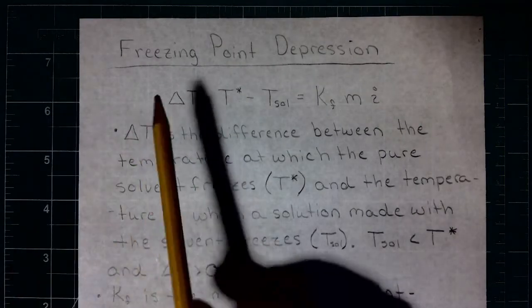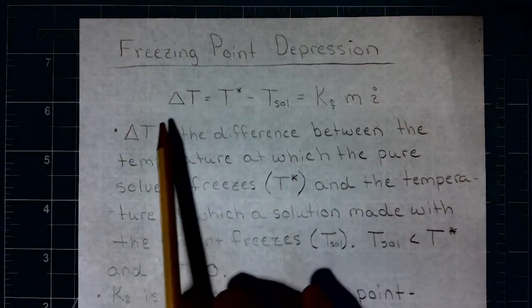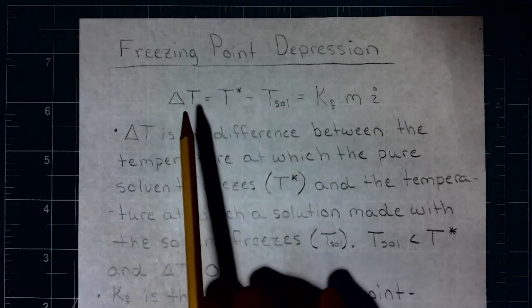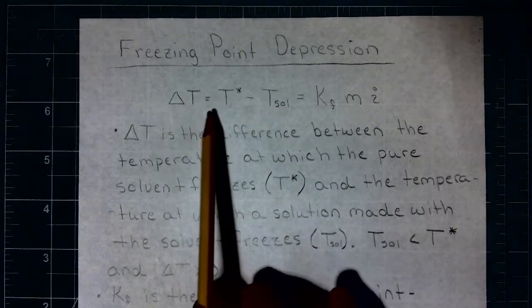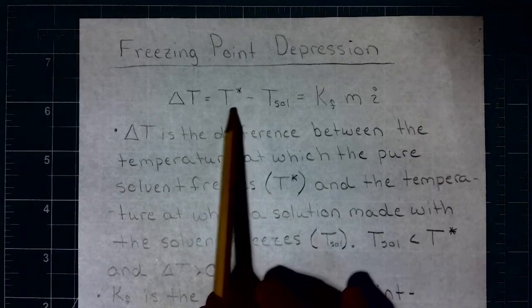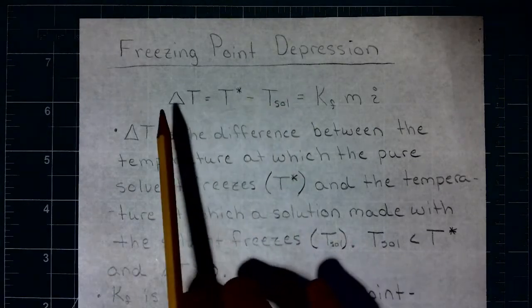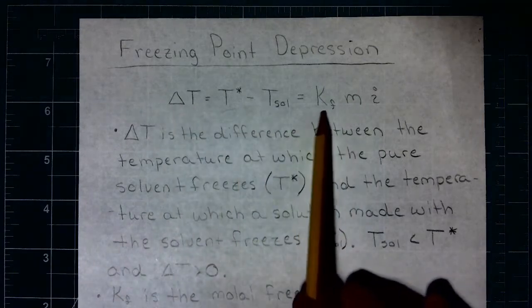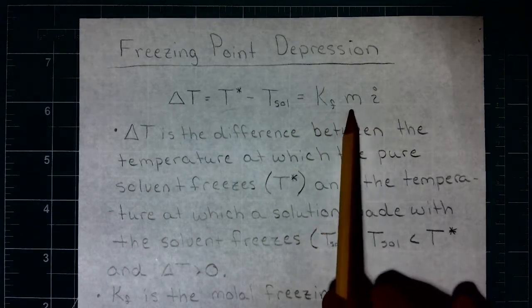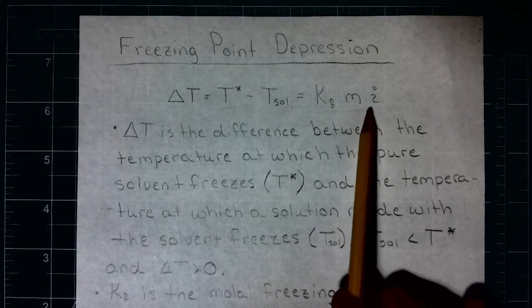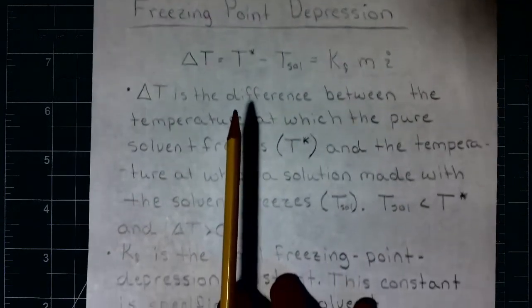So freezing point depression is governed by this equation here, where we have delta T, which is equal to this T star minus the temperature of the solution, so the change in temperature, and that's going to equal Kf times the molality times this i factor.